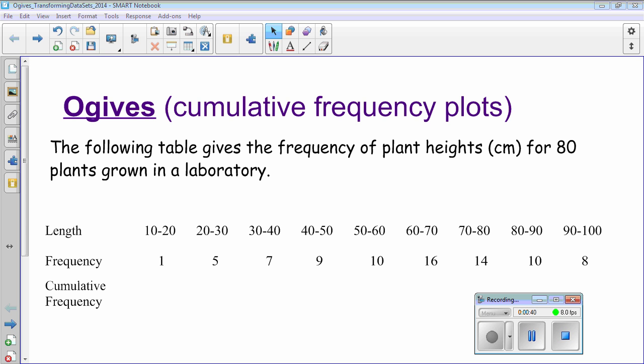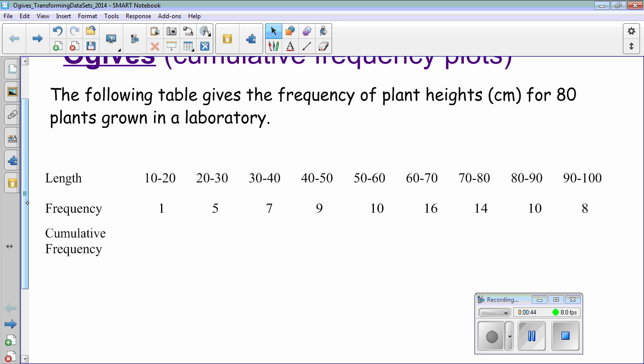So let's look at this particular table that I have here, and it's the plant heights for 80 plants grown in a laboratory. Because it has a total of 80 plants, that means that the very last number should be an 80. Because we're going to accumulate until we get to all of them. Okay? So you'll see what I mean in a minute.